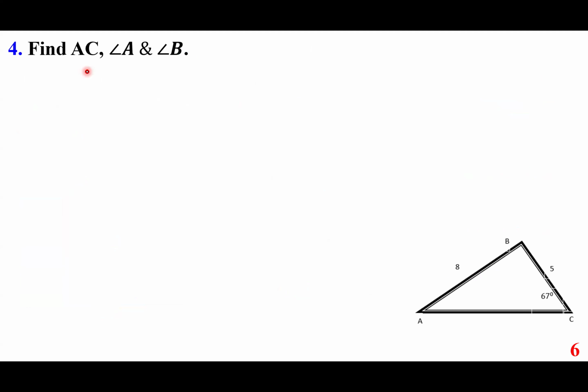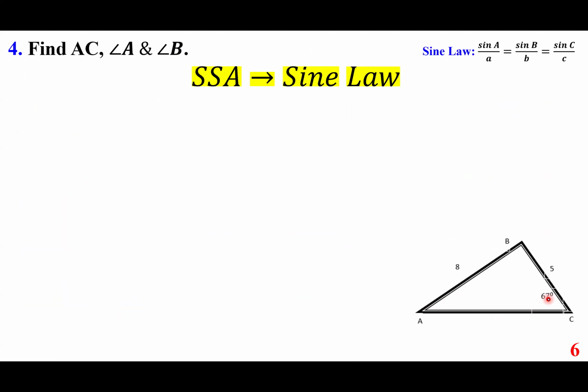Find AC, distance AC, or lowercase p, where angles A and B are given. Angles A and B are also missing, where angle C is given as 67 degrees. So clearly we are going to deal with side-side-angle, and therefore the sine law, which says sine A over a, sine B over b, and sine C over c are equal. And of course, the interior angles add up: A plus B plus C equals 180 degrees.